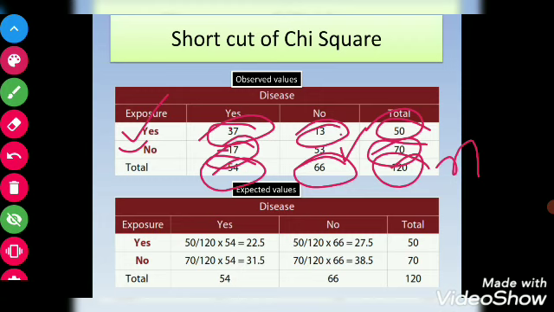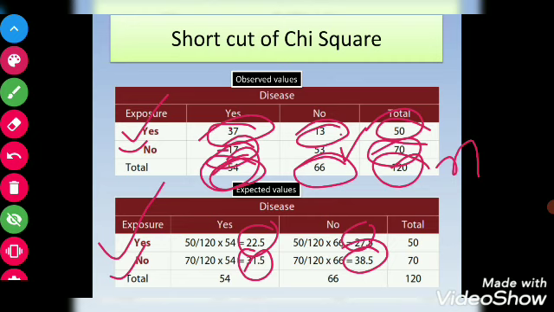Because 50 is R1, R1 divided by 120. 120 is the N, into 54. What is 54? It is C1. R1 C1 divided by N. So I have already discussed this formula. Based on that formula, you will get the expected values. These are the expected values.